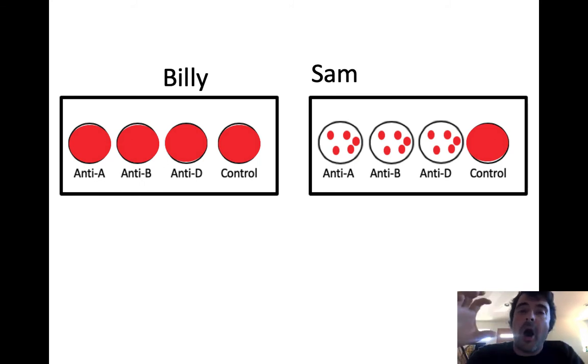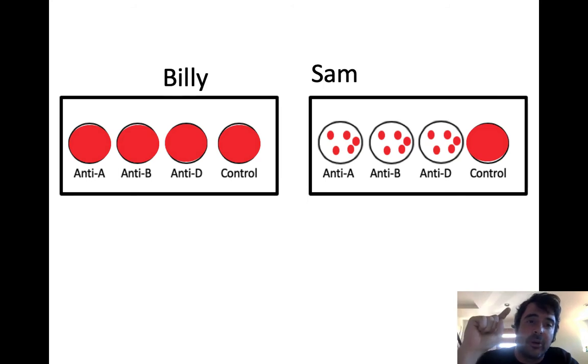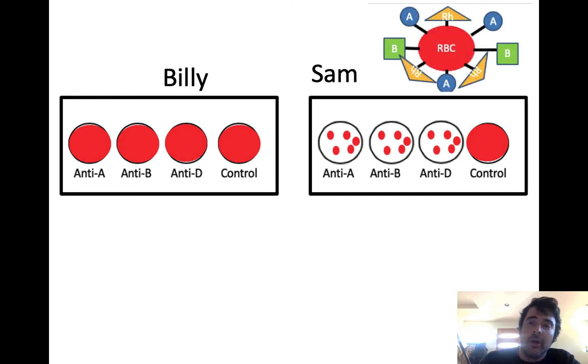If you want to pause and see whether you really understand where we're going to go with the next step, you can do that. But my first question to you is, based on the agglutination reactions above, draw a picture of Billy and Sam's cells. So how would you draw a picture of Billy's cell?